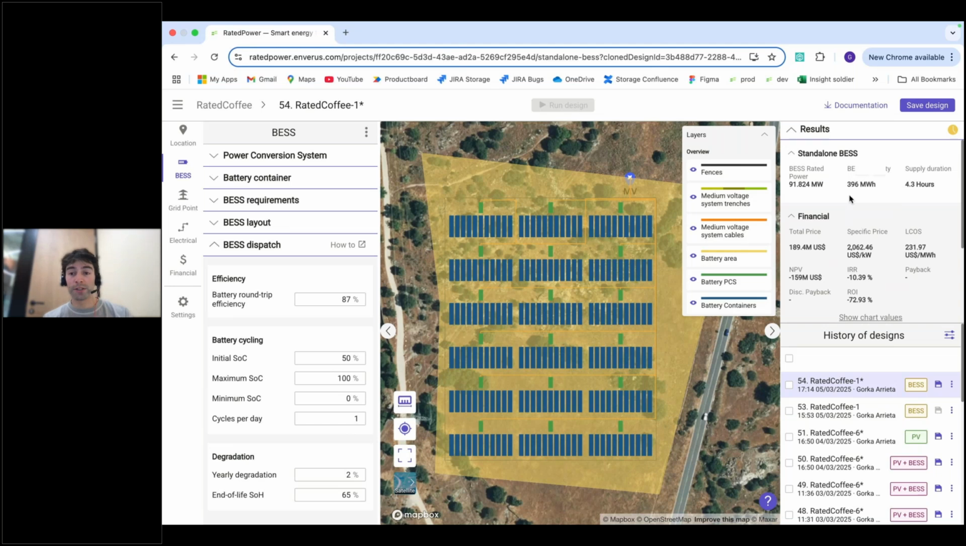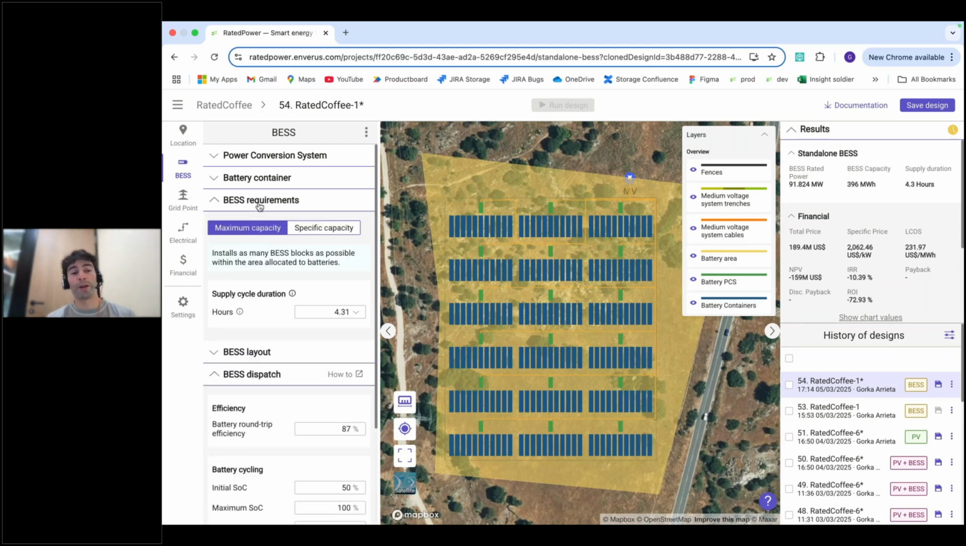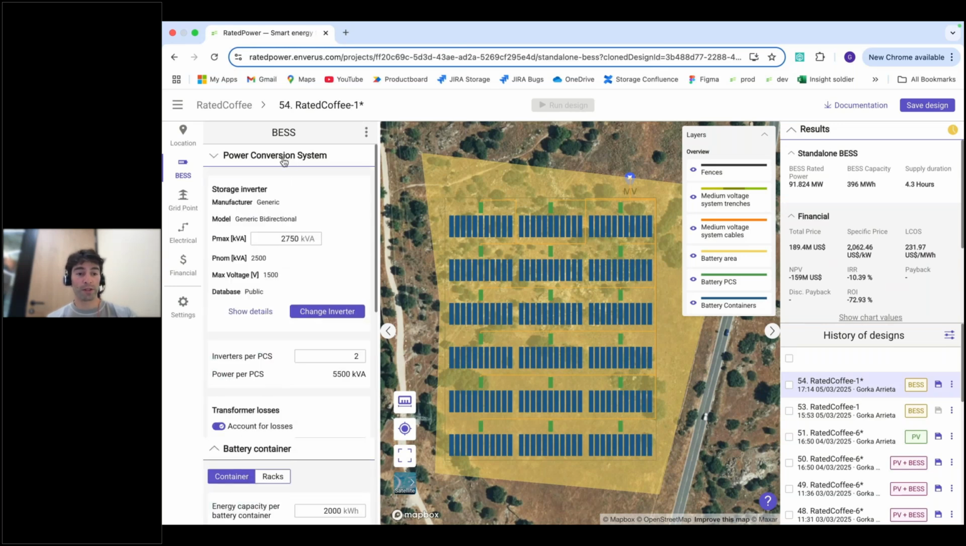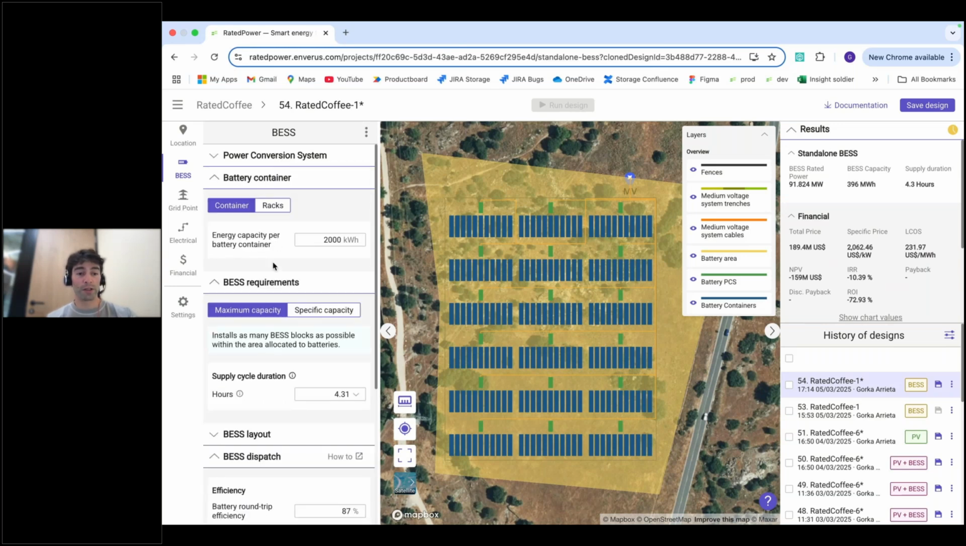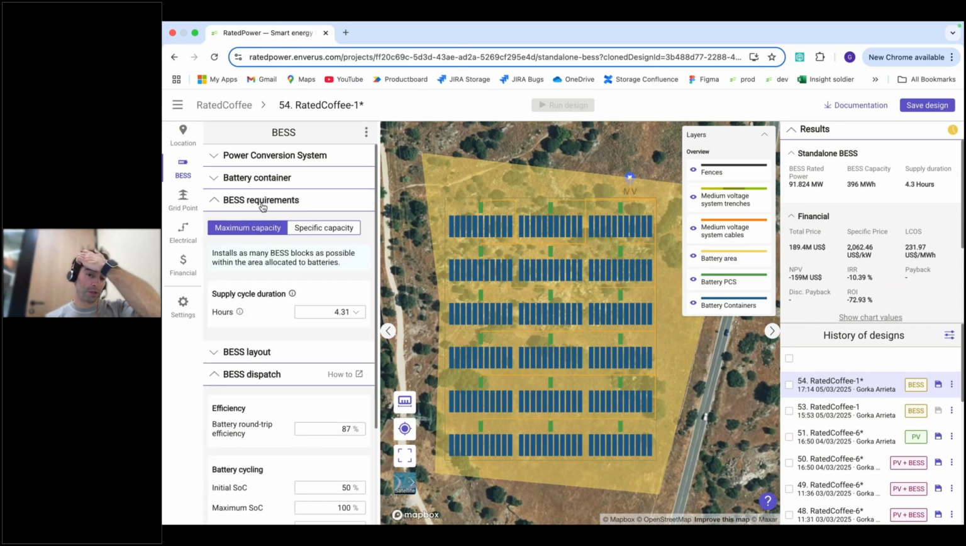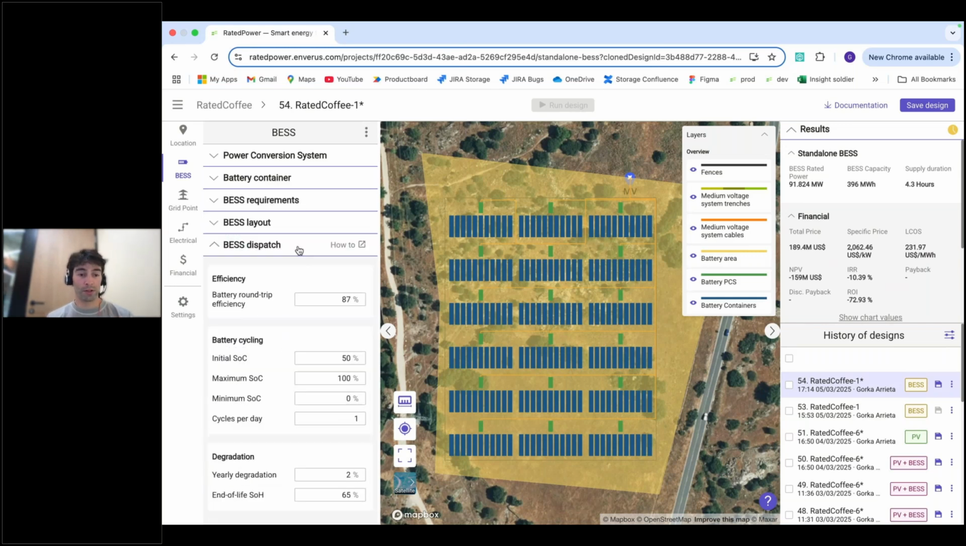Great, so it's finished, and now you can see here some of the outputs. You can see the rated power of the system, which is a good amount, the capacity, the supply duration that I didn't go through because this is another topic, and we've seen it before in previous webinars. So maybe you want to go check it out, but you can define these requirements in those other tabs. You can define the storage inverter, the capacity of the container, the requirements, and the hours, and so on.